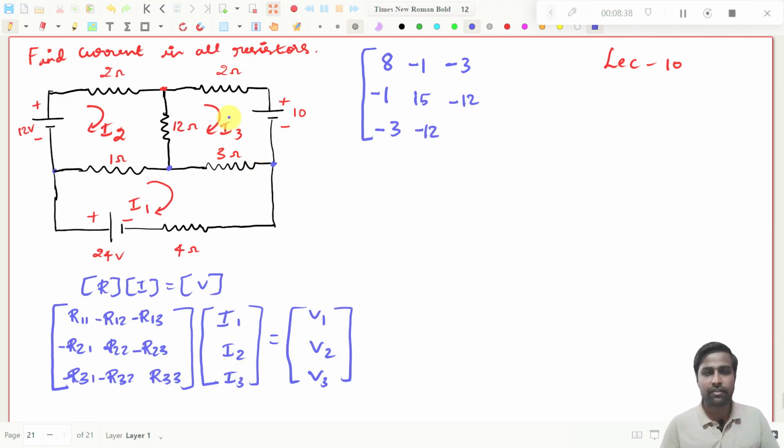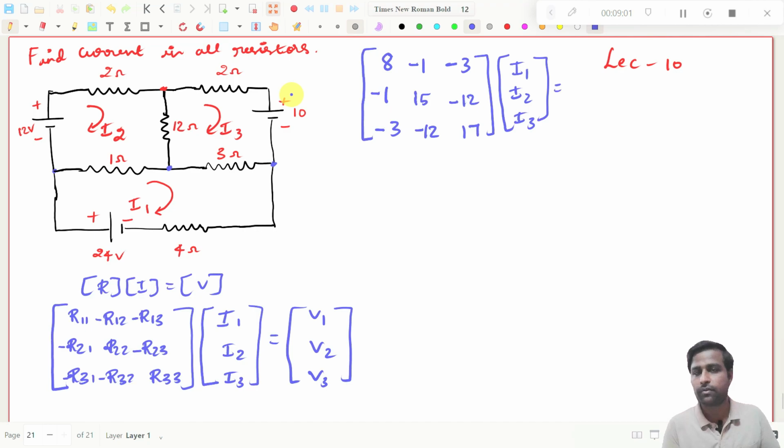R33. This will differ because this is the third loop. What is the total resistance in the third loop? How many resistors are available? 3 resistors, and 12 plus 3, 15, 15 plus 2, 17. So total 17 ohms. That's all. So I1, I2 and I3 are unknowns, we don't know the values, so we can't put them.